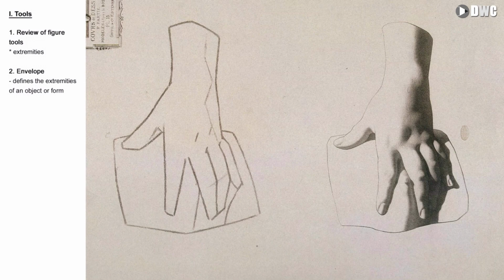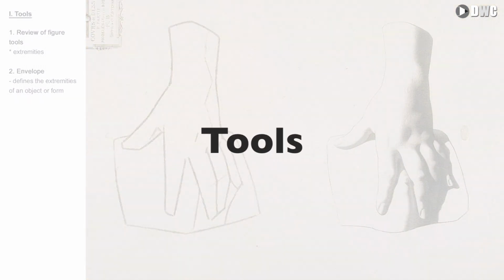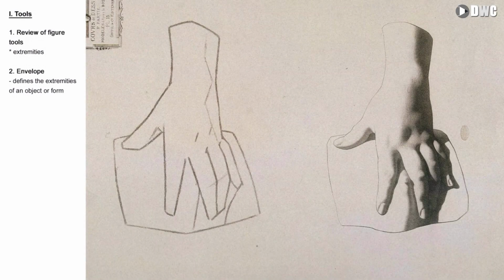Okay, so let's quickly talk about tools. A lot of the tools we're going to talk about were mentioned in previous videos. I would specifically review the very first video in this series, which is how to see shapes for the figure. I'm sorry, it's video number 2, lesson 2, how to see shapes for the figure. They're all on my YouTube channel for free, so you can watch that. But the tools are all there.